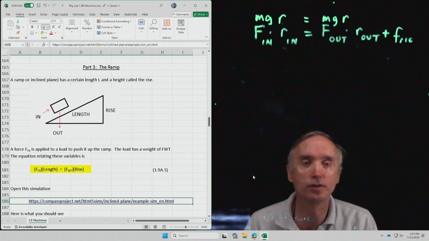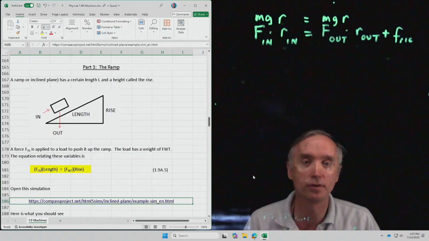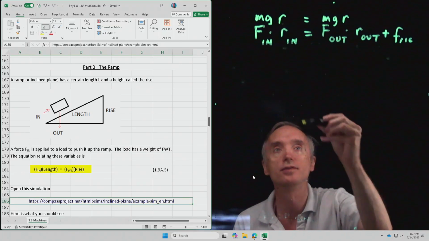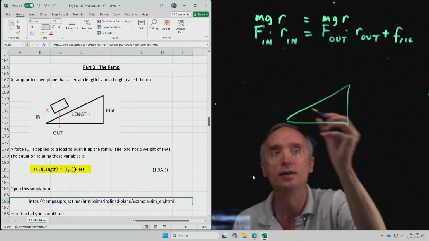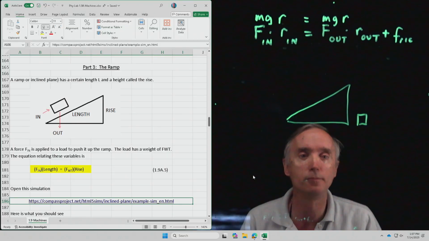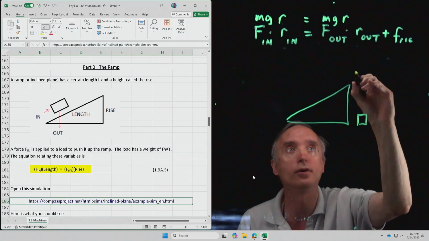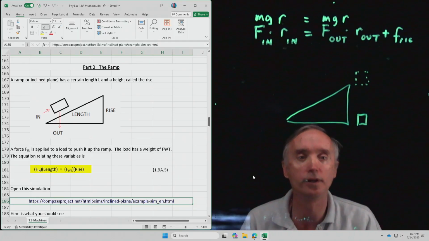I'm back, and now we're going to do part 3 of the lab, which is entitled the ramp. And so here is a picture of a ramp. So the concept of a ramp is you've got this box, and the goal is to get the box up here. Now there's two different ways of doing it.